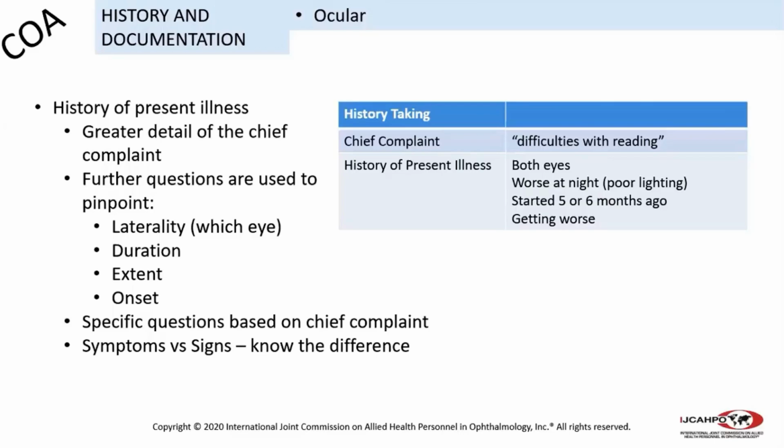So looking at the example, chief complaint, difficulties with reading, the history of present illness would then further pinpoint that it happens in both eyes, it's worse at night, in poor lighting, started 5 to 6 months ago, and it is getting worse.